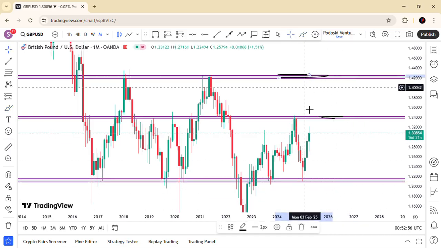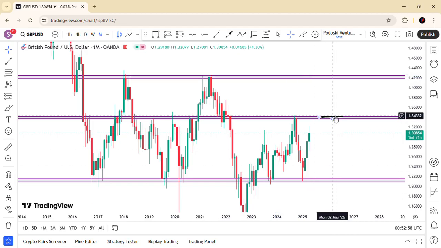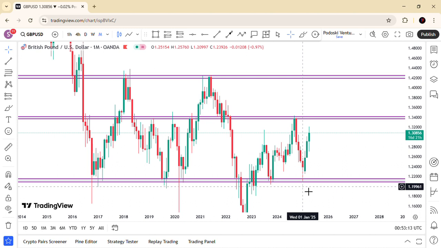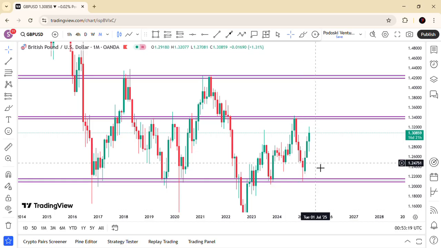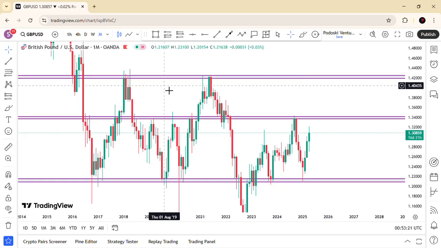And on GBP USD on the monthly time frame, I'm looking at a buying market or an uptrend. So if you look at the momentum from this monthly low all the way going up, we are looking at a buying market on GBP USD. Price is in an uptrend on GBP USD. So as you go to the lower time frames, let's look for buying opportunities on GBP USD.